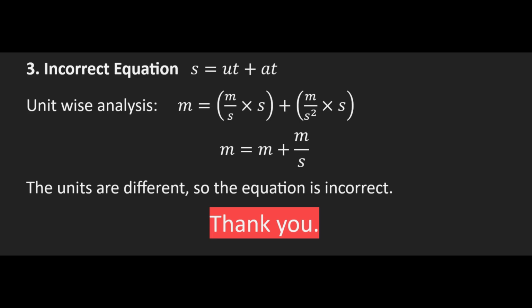Now, students, remember these important rules. First, identify all physical quantities correctly. Second, write their SI units carefully. Third, ignore numerical values and constants. Fourth, solve the units carefully step by step. And finally, units on both sides must be equal. If the units are equal, the equation is correct. If the units are different, the equation is incorrect.